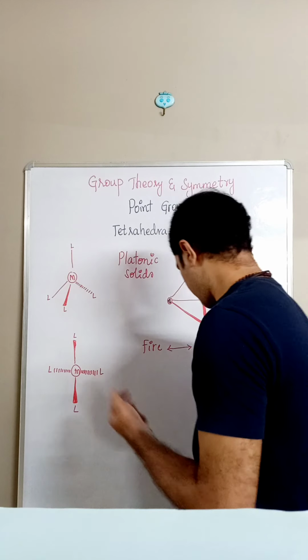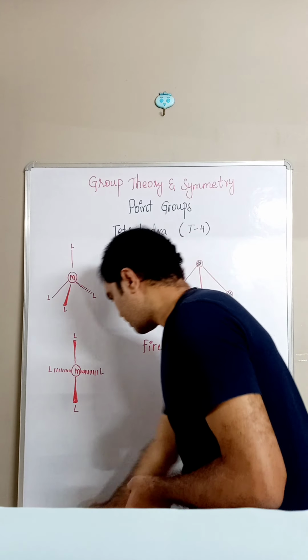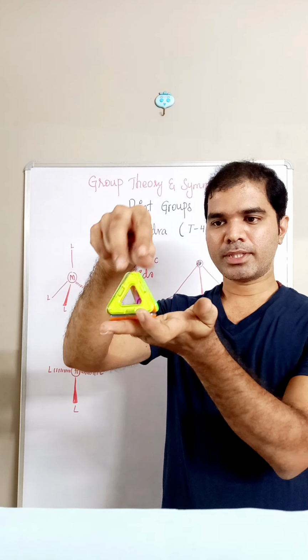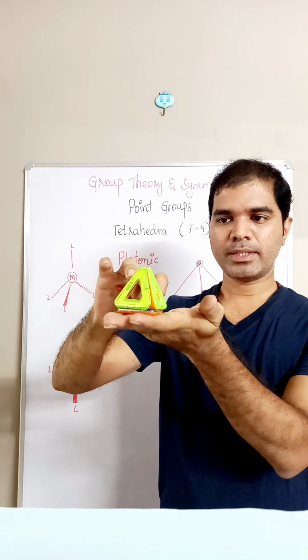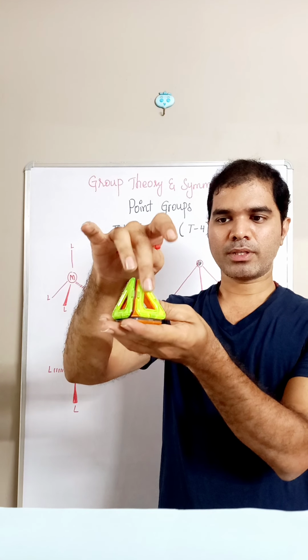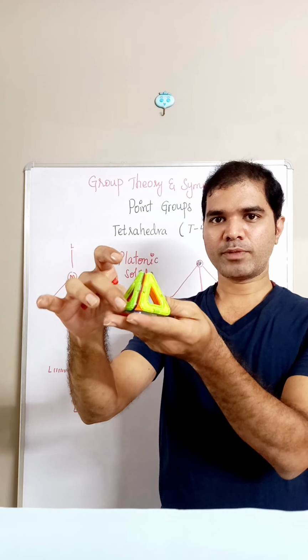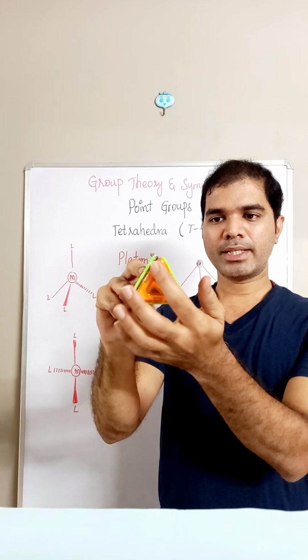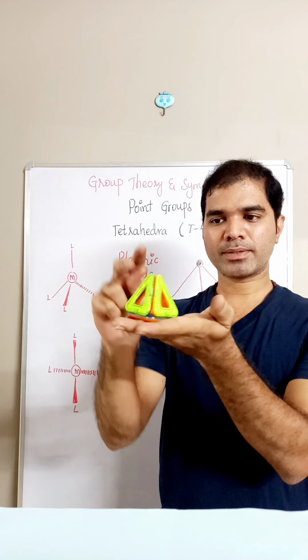Well, after this, I am just trying to show another model. This is another model where you can see the triangular faces. One triangular face towards your right hand side, one triangular face towards your left hand side, one triangular face which is away from you, and there is also a bottom triangular face.